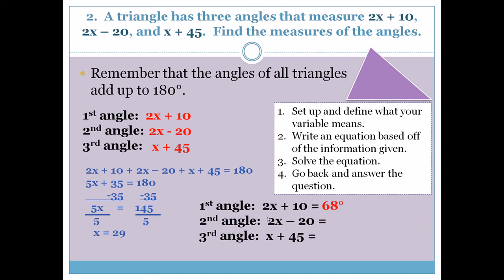All right, second angle. 2x minus 20, so 2 times 29 is 58, minus 20 is 38. All right. Now I got to put my 29 right here. 29 plus 45, so I add those two up and I get 74. And I can check my work because look, take your calculator out if you want or add it up in your head. 68 plus 38 plus 74 happens to equal 180. So the answer is the three angles are 68 degrees, 38 degrees, and 74 degrees.